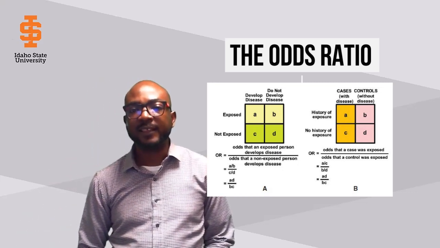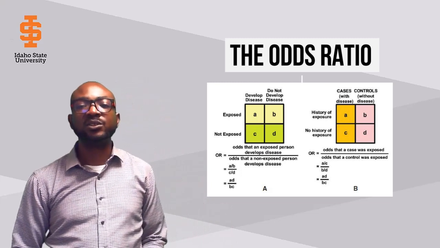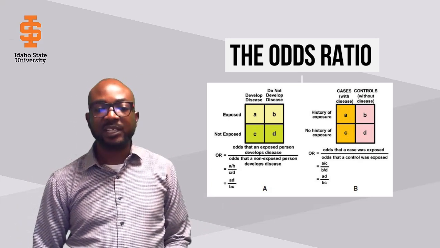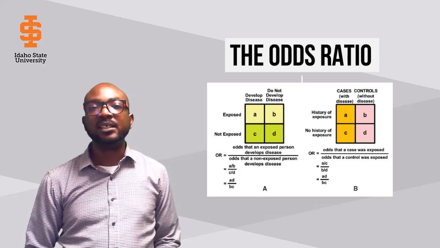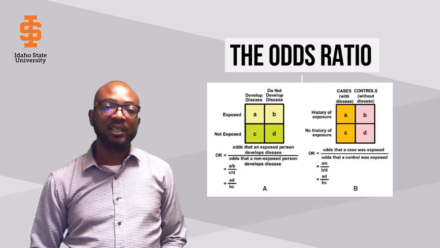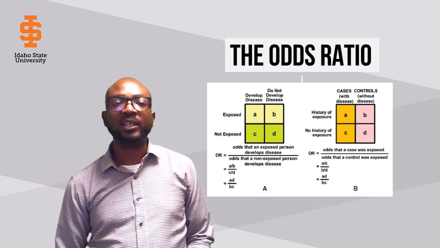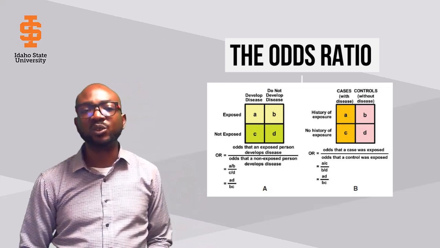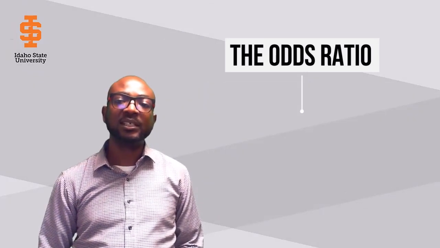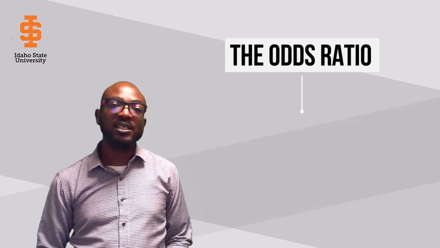If the exposure is not related to the disease, the odds ratio will equal 1. If the exposure is positively related to the disease, the odds ratio will be greater than 1. And if the exposure is negatively related to the disease, the odds ratio will be less than 1. So in a case control study, only the odds ratio can be calculated as a measure of association, whereas in a cohort study, either the relative risk or the odds ratio is a valid measure of association. When is the odds ratio obtained in a case control study a good approximation of the relative risk in the population?